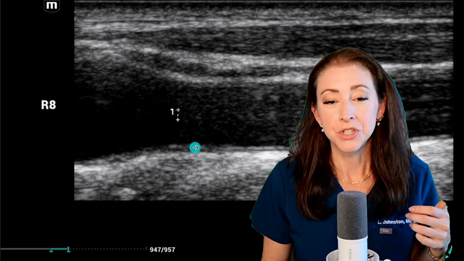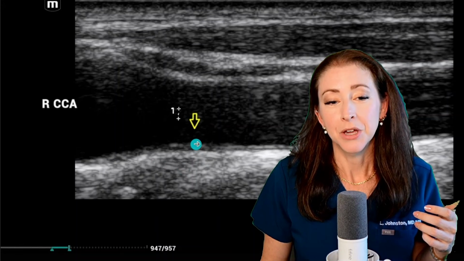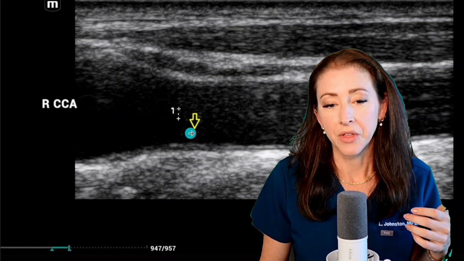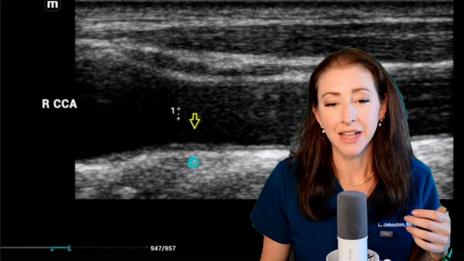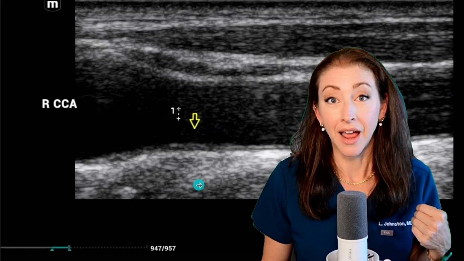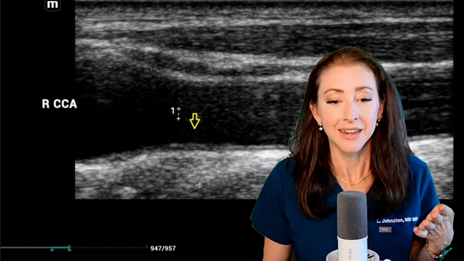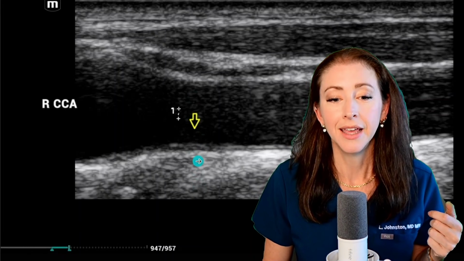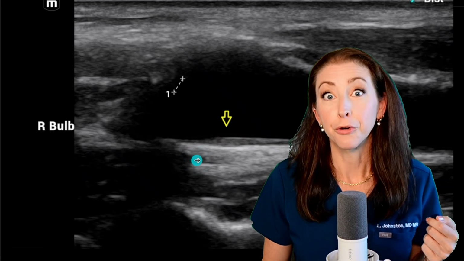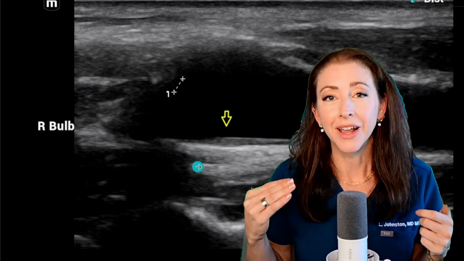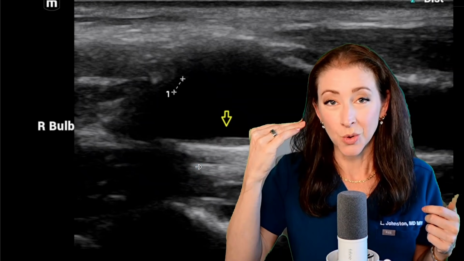What we're going to go to next is the pictures of the common carotid artery. This is where they'll take the maximum IMT reading. That's what this arrow denotes, what I think is the most thickened area of the common carotid. And then we're going to go looking for plaque. We are now moving up a little bit towards the head, or towards the brain.